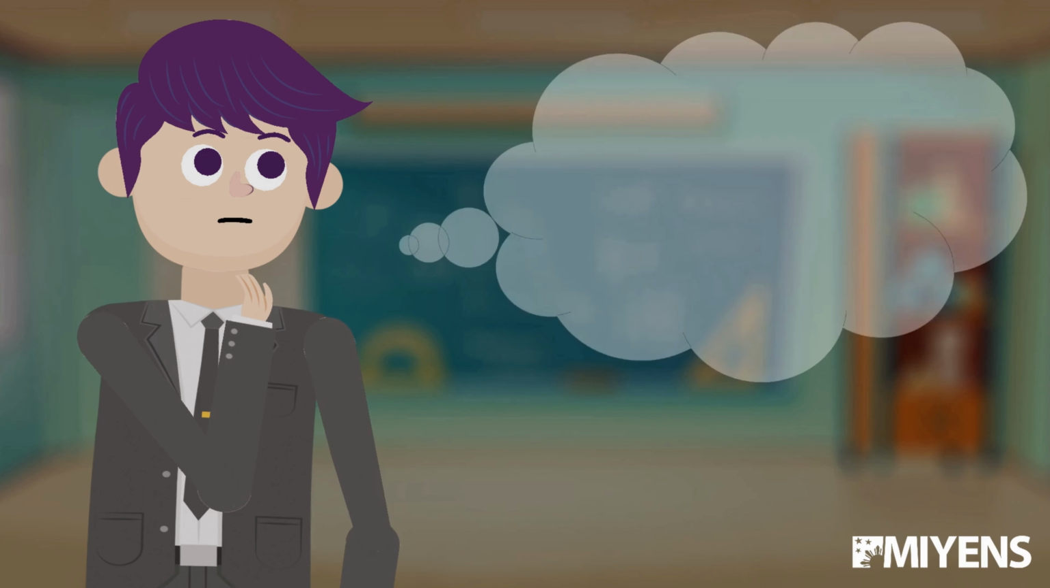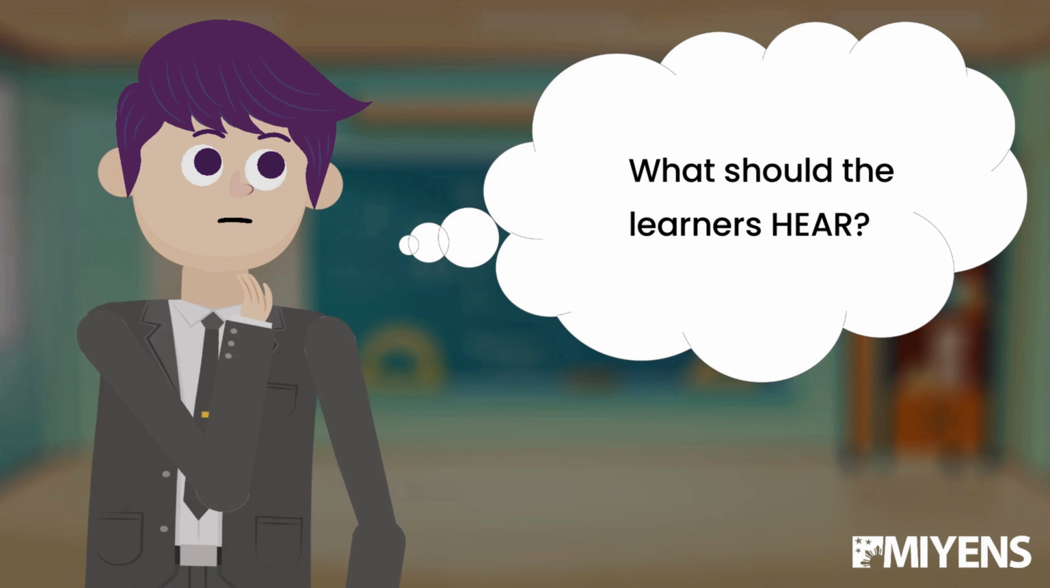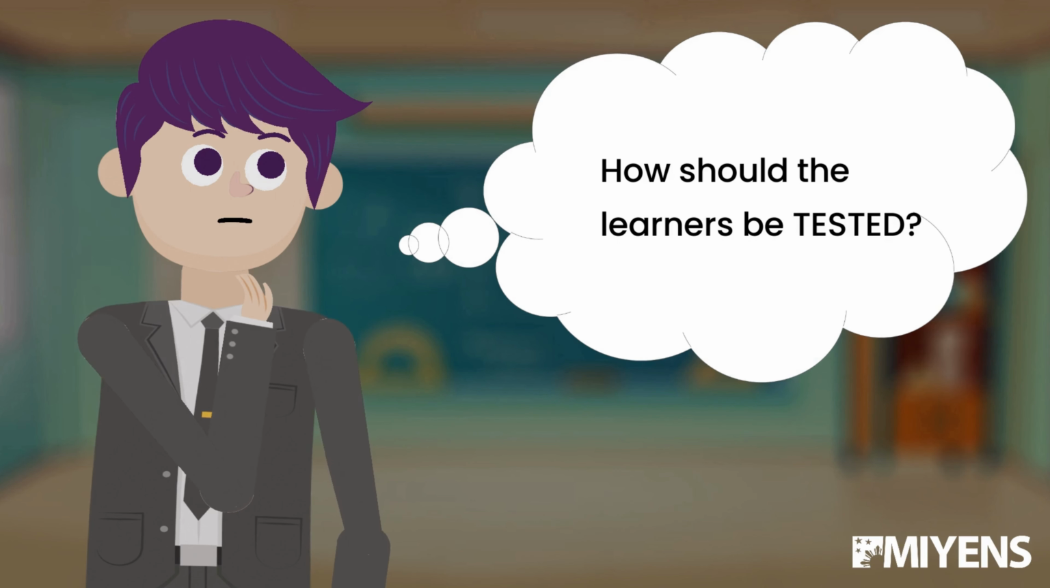Ask yourself, what should the learners hear? What should the learners see? What should the learners do? And how should the learners be tested? Your script needs to combine all these materials in a cohesive way to achieve the learning outcomes.